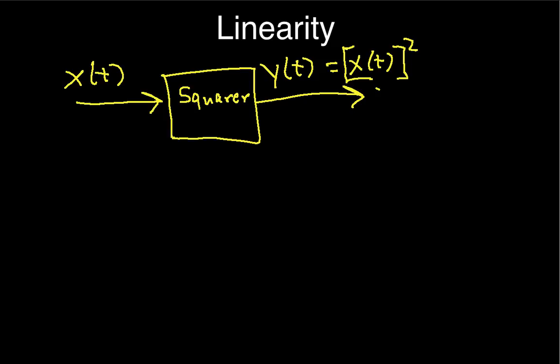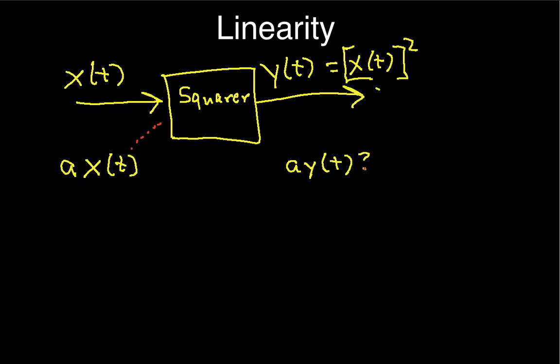In order to determine if it's linear, we have to determine if it is homogeneous and if it is additive. So we'll start with homogeneity. The idea, if you'll recall from the definition, is that a system will be homogeneous if ax of t goes into the system and ay of t comes out. So the question we have to ask is, when I put ax of t into this system, does ay of t come out? Well, let's actually do that.